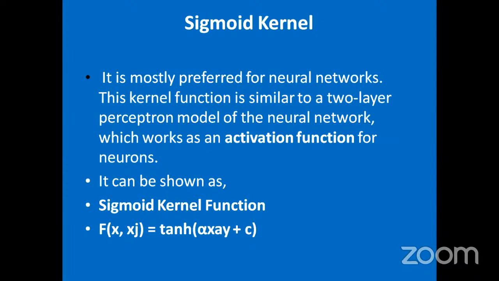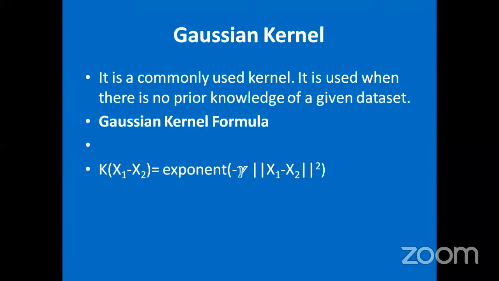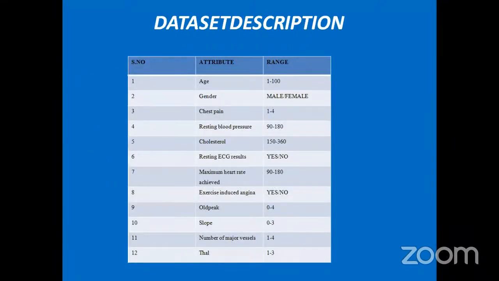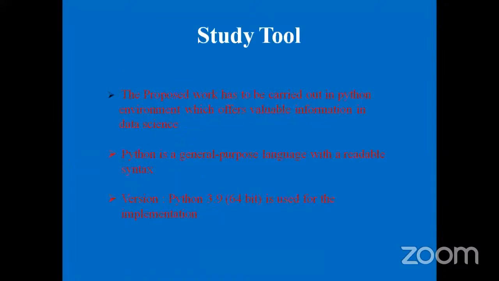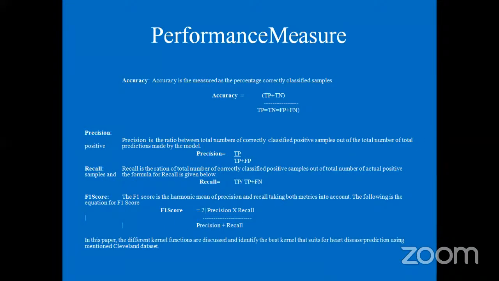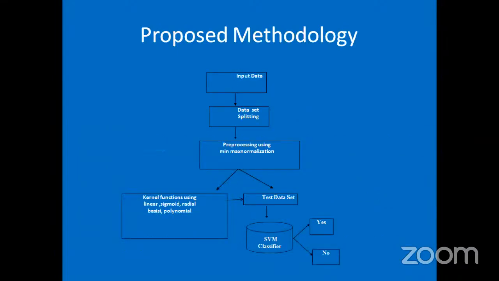The second one is the polynomial kernel. The polynomial kernel is not preferred when comparing with others because it is less efficient and accurate. The polynomial kernel formula that I used is displayed. The third one is the Gaussian radial basis function, RBF, and it is most preferred and usually chosen for non-linear data. The formula I have implemented is displayed here. The fourth one is the sigmoid kernel. It is preferred for neural networks. This kernel function is similar to a 2-layer perceptron model. The Gaussian kernel is commonly used when there is no prior knowledge of the given data set.